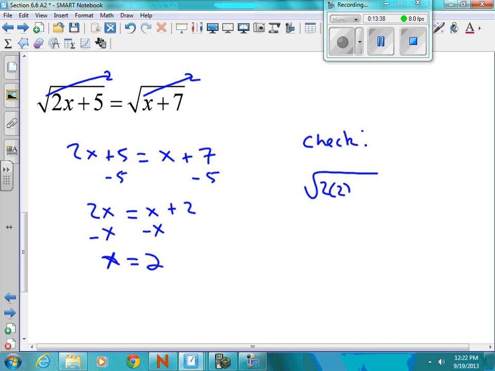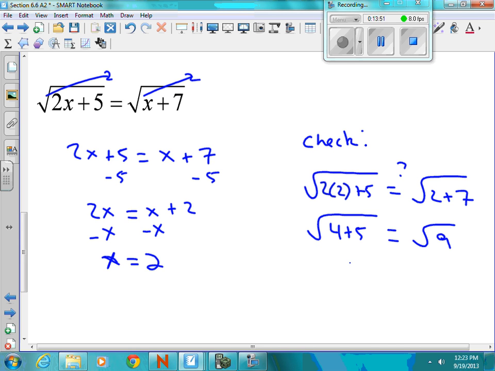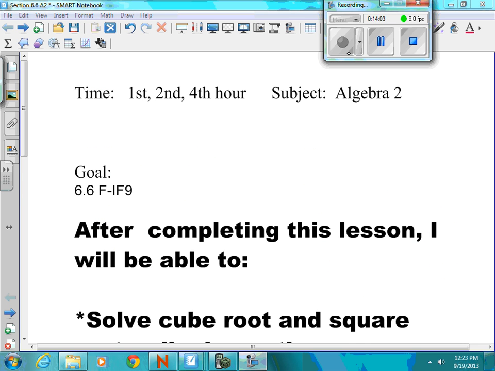The square root of 2 times 2 plus 5, does it equal the square root of 2 plus 7? 2 times 2 is 4 plus 5. 2 plus 7 is 9. You get the square root of 9 equals the square root of 9. I think that works. You can go a step further and say it's 3 equals 3. But we got the same thing on both sides.